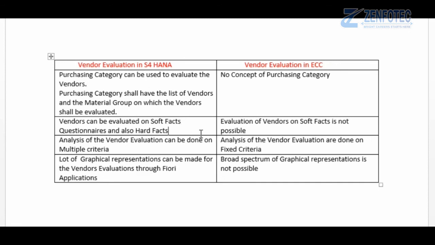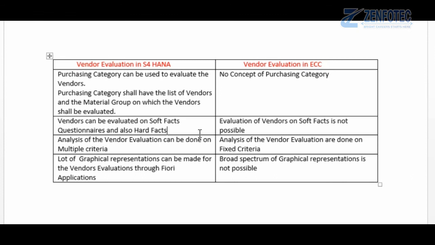Now vendors can be evaluated on soft facts, that is questionnaires, and also hard facts. What are hard facts? To be very simple, hard facts are the facts for which the system is giving me the data. That is what we saw now: price variance, quantity variance, which the transactions are actually giving me the data for. What are soft facts? Soft facts are that I am a purchaser. I shall buy the goods from the vendors, or in my department, 4 purchasers are there. Under each of the 4 purchasers, there are 5 vendors. That is a total of 20 vendors.